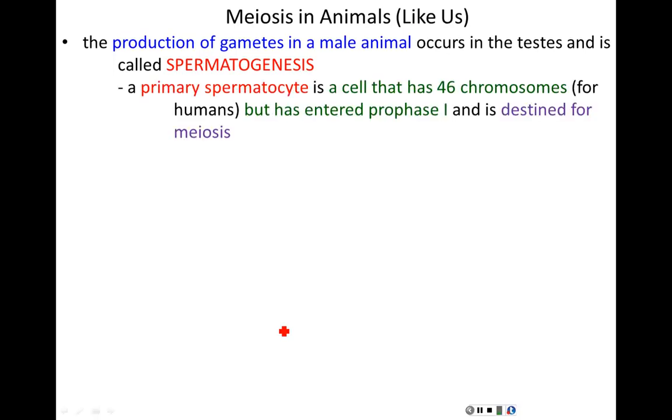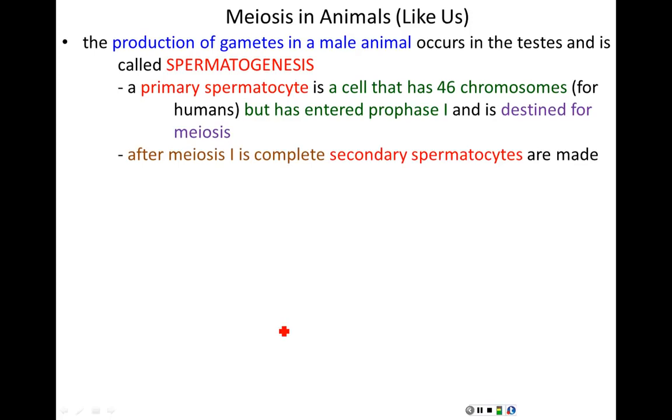We start with a cell that's referred to as a primary spermatocyte. This is a diploid cell that contains 46 chromosomes in humans, and it has entered prophase 1, so that marks it, makes it destined for meiosis. It's in prophase 1, we have synapsis, we have tetrads, we have the potential for crossing over, etc.